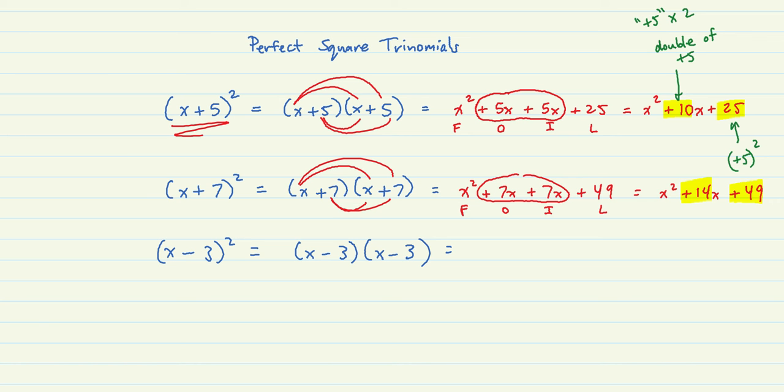All right, so the last one, let's see if we can skip the foiling and figure out what it's going to be. Well, we know x times x is going to give us x squared. If I double that number, I'm going to get the middle term. So negative 3 times 2 is negative 6x. And then negative 3 times negative 3 is positive 9. So that's a quick way to do that. And once again, this was that negative 3 number times 2, and this is the negative 3 number squared. Okay? So every perfect square trinomial is the same.